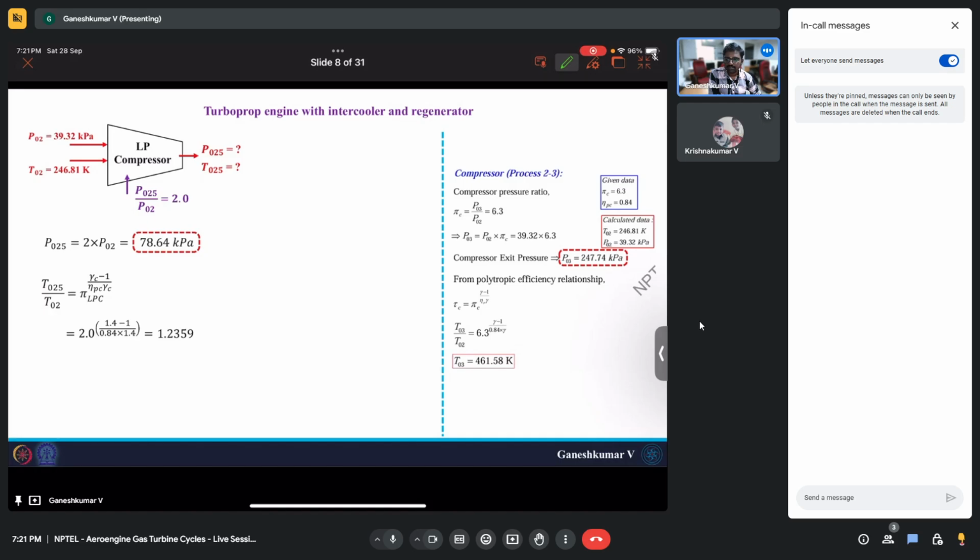So if you substitute these numbers over here, T025 by T02 would be 1.2359, and T025 you can find out to be 312.43 Kelvin. And of course this will not directly match because we haven't reached 6.3 multitudes of pressure. So this is just the first low pressure compressor.